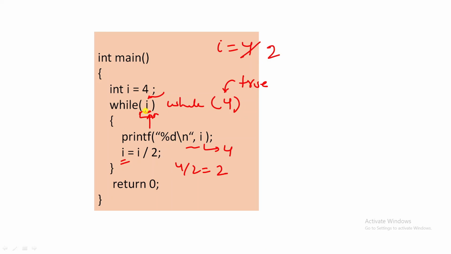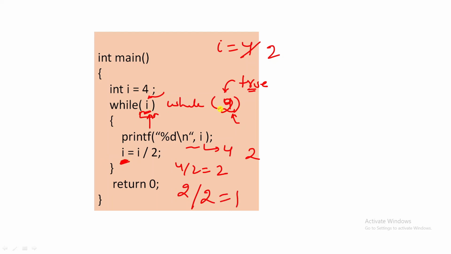Now while I, that means now the new value of I is 2. So basically here while 2 will be calculated. And now 2 is again a non-zero value, so it will be evaluated as true. So again we will come inside and we will print the new value of I, that is 2. And then I by 2, that is 2 by 2, it is 1. So I will be 1.